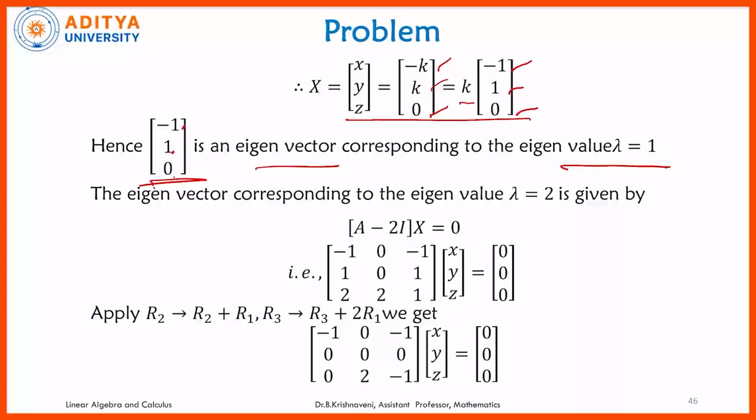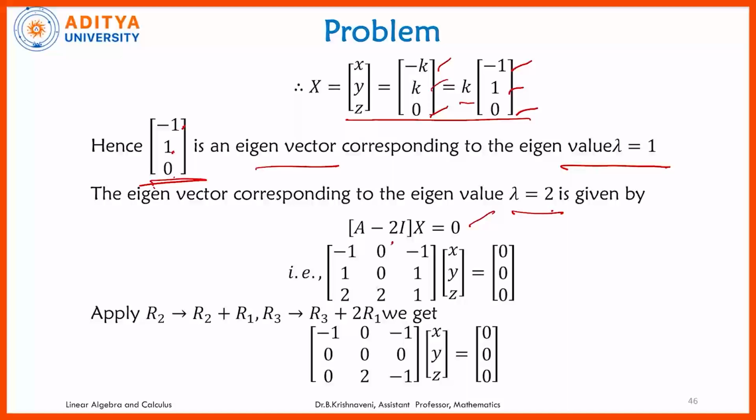Next, find the eigenvector corresponding to the eigenvalue lambda equal to 2. Again by means of the equation (A minus lambda I)x equal to 0, on substituting lambda equal to 2, we got the equation (A minus 2I)x equal to 0.